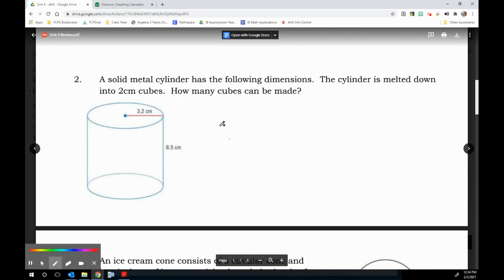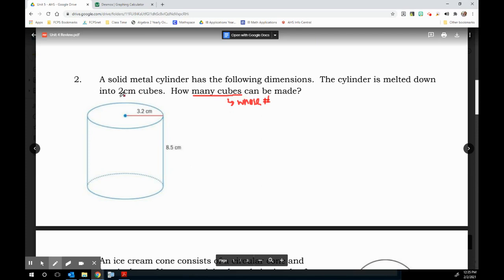All right, number two, a solid metal cylinder has the following dimensions given to us here. The cylinder is melted down into 2 centimeter cubes, and how many cubes can be made? So one thing to note, how many cubes can be made, we need a whole number here as our answer, just because we can't make a fraction of a cube. I mean, we can, but they're asking for how many cubes.